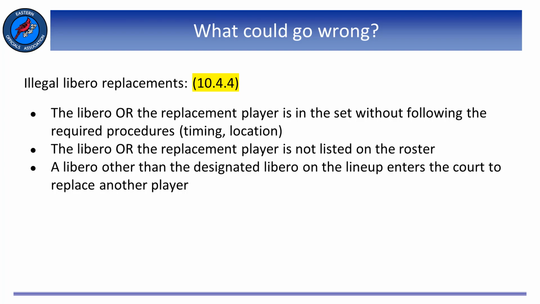If the Libero or the replacement player is not listed on the roster as a legal player, that would also be considered illegal. Or if a Libero other than the designated Libero on the lineup card enters the court to replace another player. This could become an issue if a team has multiple Liberos wearing the Libero jersey, but the coach designates number 2 on the lineup sheet for that set. If they get mixed up and one of their other Liberos decides to run onto the court, if they were not listed on the roster as the one legal playing Libero, that would be considered illegal.